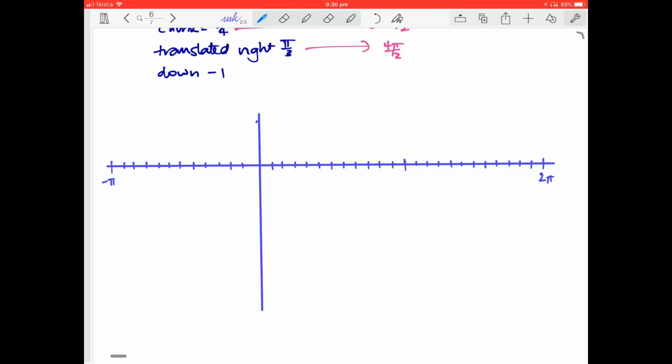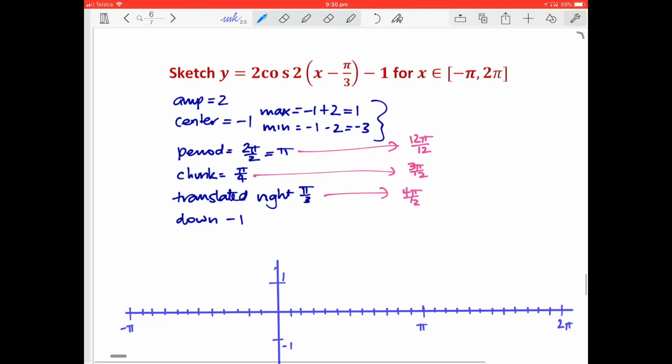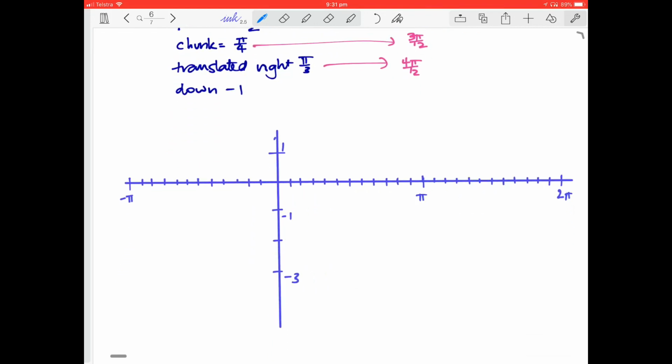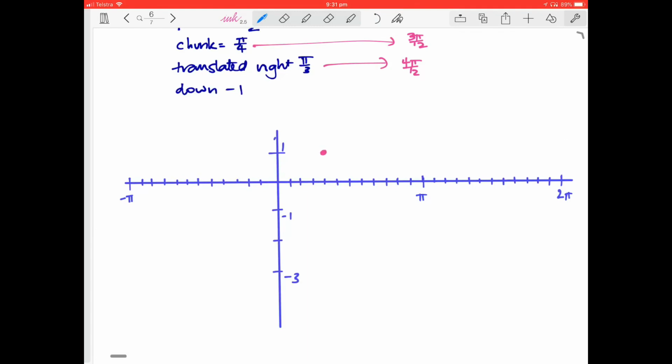We want to go up to 1. We want our center to be at -1. But we've got to go down to -3. We know that's pi. We know that it is a cos graph, so it starts up the top. Okay, so we've taken that into account. We know that it starts right, 4 pi on 12, and it starts at the top. So we go across 1, 2, 3, 4 pi on 12. We need to change our color. Let's go pink. 4 pi on 12, it starts at 1.